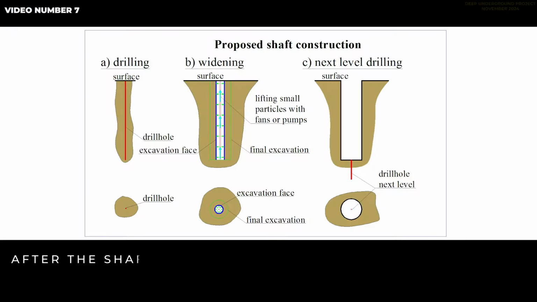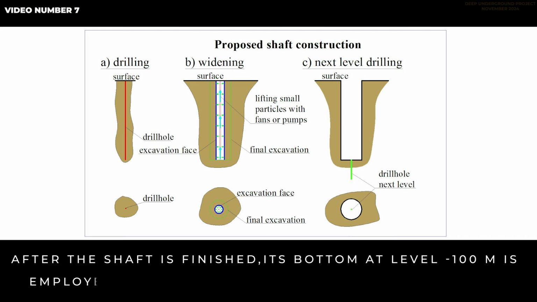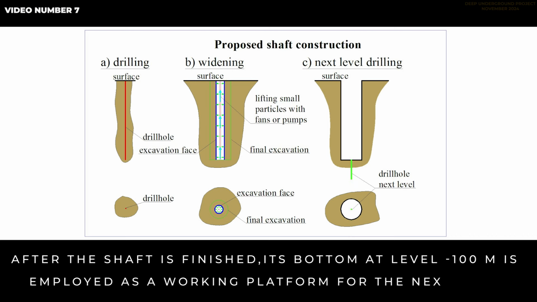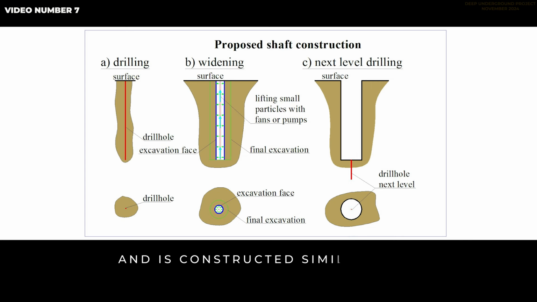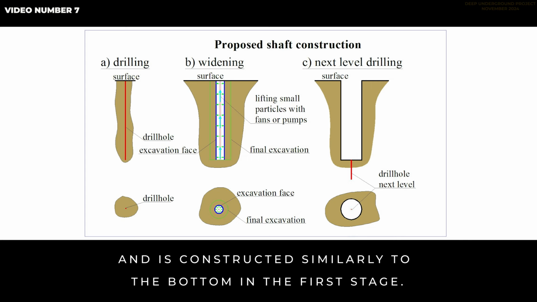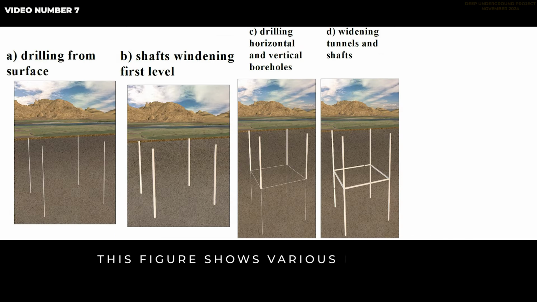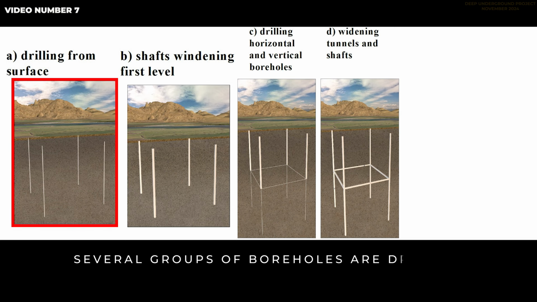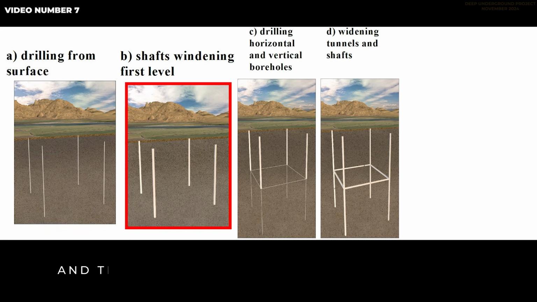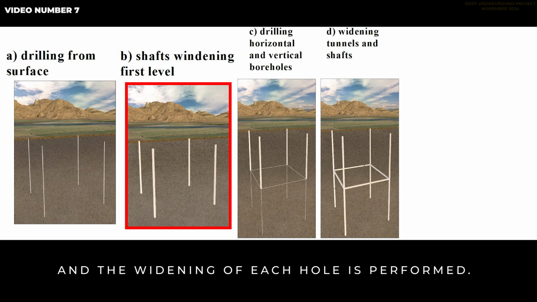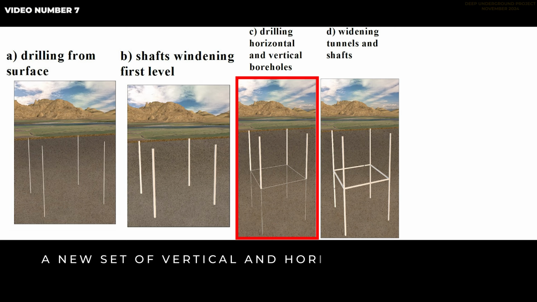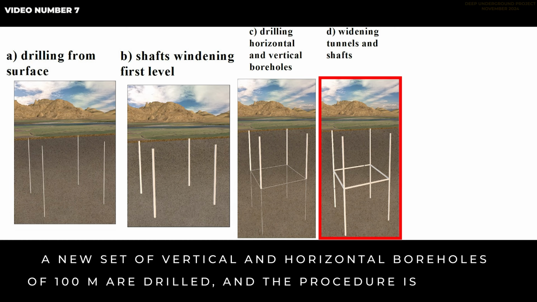After the shaft is finished, its bottom at level -100 meters is employed as a working platform for the next stage and is constructed similarly to the bottom in the first stage. This figure shows various phases of such construction. Several groups of boreholes are drilled close to each other, and the widening of each hole is performed. A new set of vertical and horizontal boreholes of 100 meters are drilled, and the procedure is repeated.